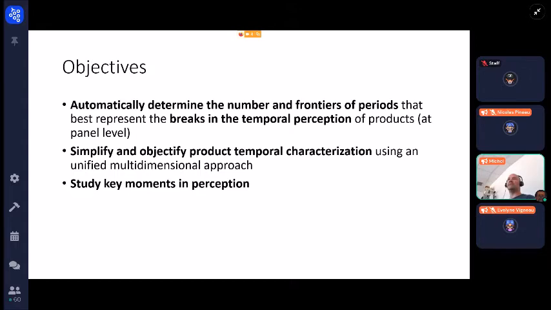So the objective of this presentation is to determine a framework that will automatically determine the number and frontiers of periods that aim to best represent the breaks in the temporal perception of products at panel level. My objective is to simplify and objectify product temporal characterization using a unique multidimensional approach, and use this framework to study key moments in perception. I think the second point is very important because, for example, when Pascal interprets a curve, I never have the same reading as him. So it's very important to have tools to objectify things.